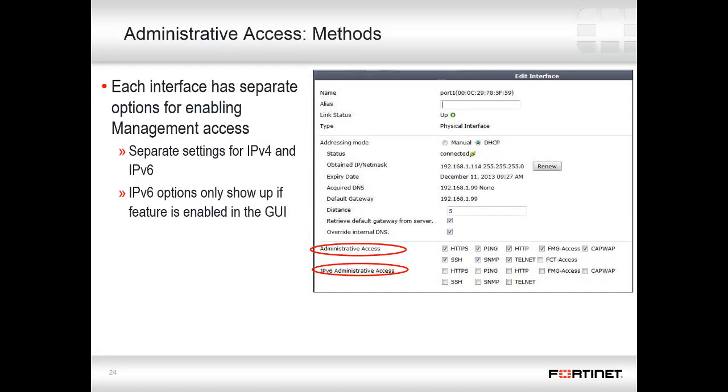Once you have an IP address on an interface, you can select the methods for allowing administrative access. These are things like SNMP monitoring, GUI, and CLI access, if the interface will respond to pings or not, settings of that nature. IPv4 and IPv6 management settings are different, so it's possible to have an interface that has both an IPv4 and IPv6 IP, but only respond to pings to one of those IPs. IPv6 will only show up as a configurable option if the feature is enabled to show up in the GUI. This leads to our next point.